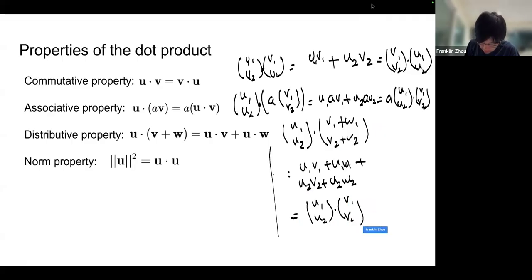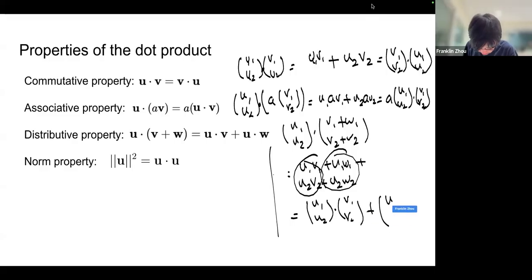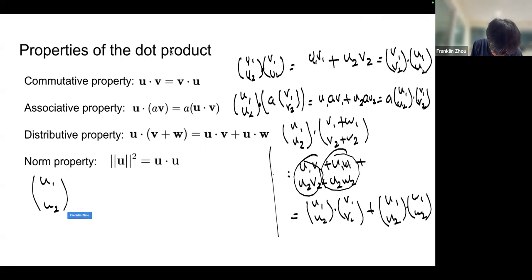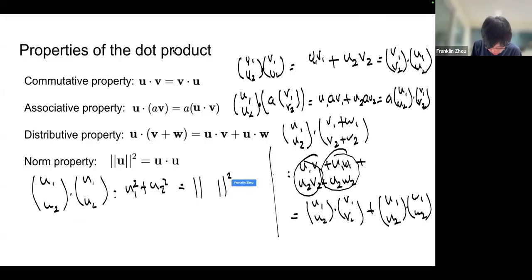In this last part, we basically just group these two terms and these two terms together. In this last property, we basically just let u equal u1. And we know this is just the definition of the norm squared. This last one's probably the one that you'll see the most, since the first three are pretty simple to derive anyways.